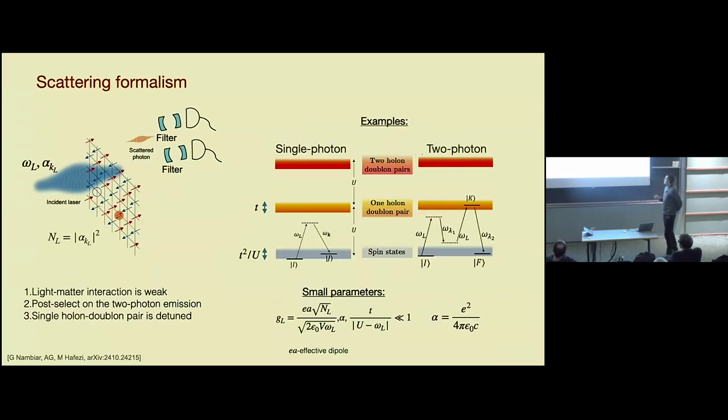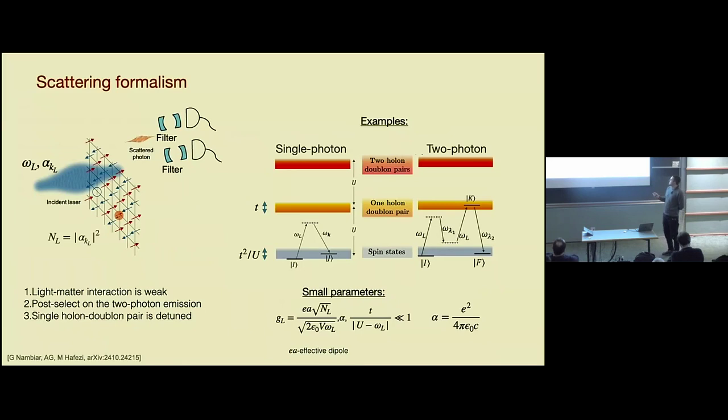So basically, we assume that the light-matter interaction is sufficiently weak. In this case, we can define the following small parameter, which is equivalent to an effective Rabi frequency corresponding to this e·a dipole, where a is the lattice spacing of the Hubbard model. So it's a ratio between the effective Rabi frequency and the laser frequency. So then the fine structure constant is small.